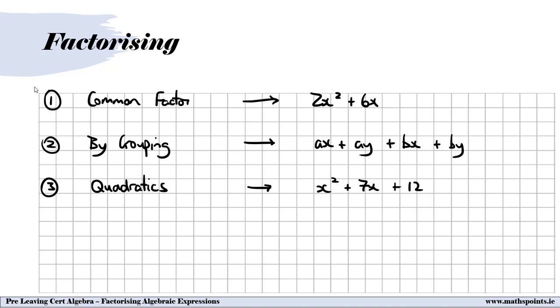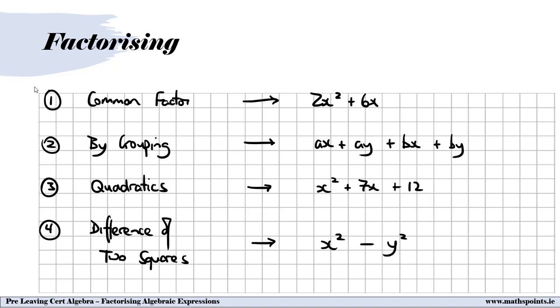The 4th type we're going to meet then is called the difference of 2 squares. And generally this looks like 2 squared terms with one subtracted from the other. So for example, we could have x squared minus y squared. So that's called the difference, that's why it's a minus, of two squares. And there's a specific type of factorizing we can do for that.